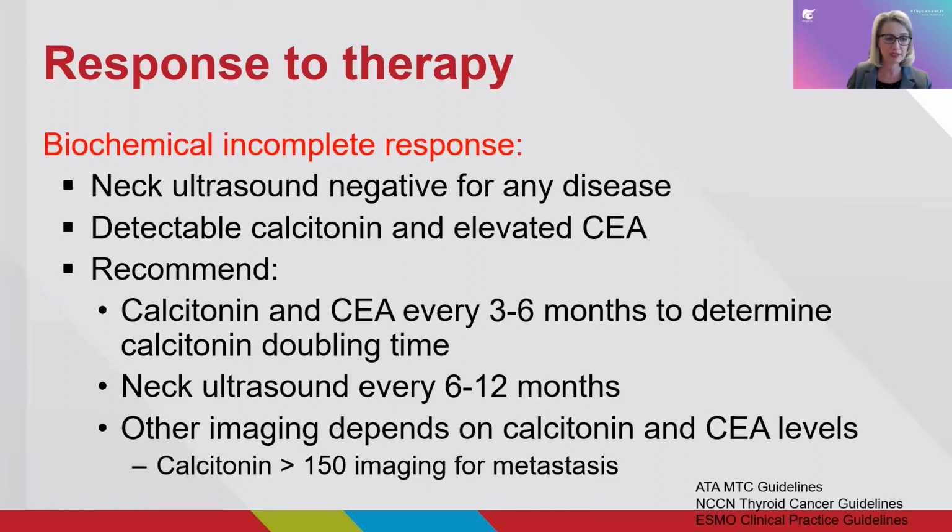That's the one where your imaging is negative, but your calcitonin and CEA might be mildly elevated. So in this case, you do need to explore further and figure out, do we know where that might be coming from? So calcitonin and CEA should be done every 3 to 6 months to determine their doubling time, and I'll go over that in a minute, the calcitonin doubling time. Neck ultrasound every 6 to 12 months, because the most common place it's going to be is in the neck. And then, as I mentioned before, if that calcitonin is above 150, or I would also add if the doubling time is fast, then I would actually image other areas to look for disease outside of the neck.